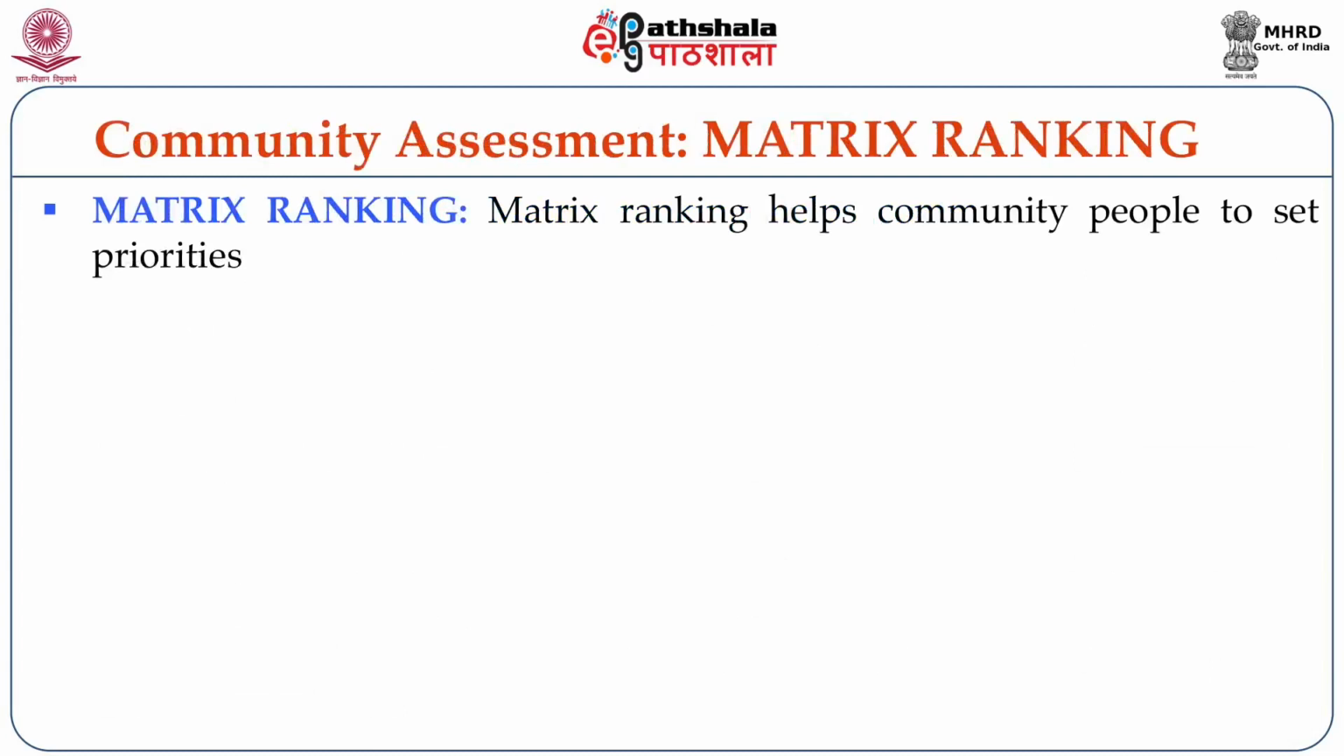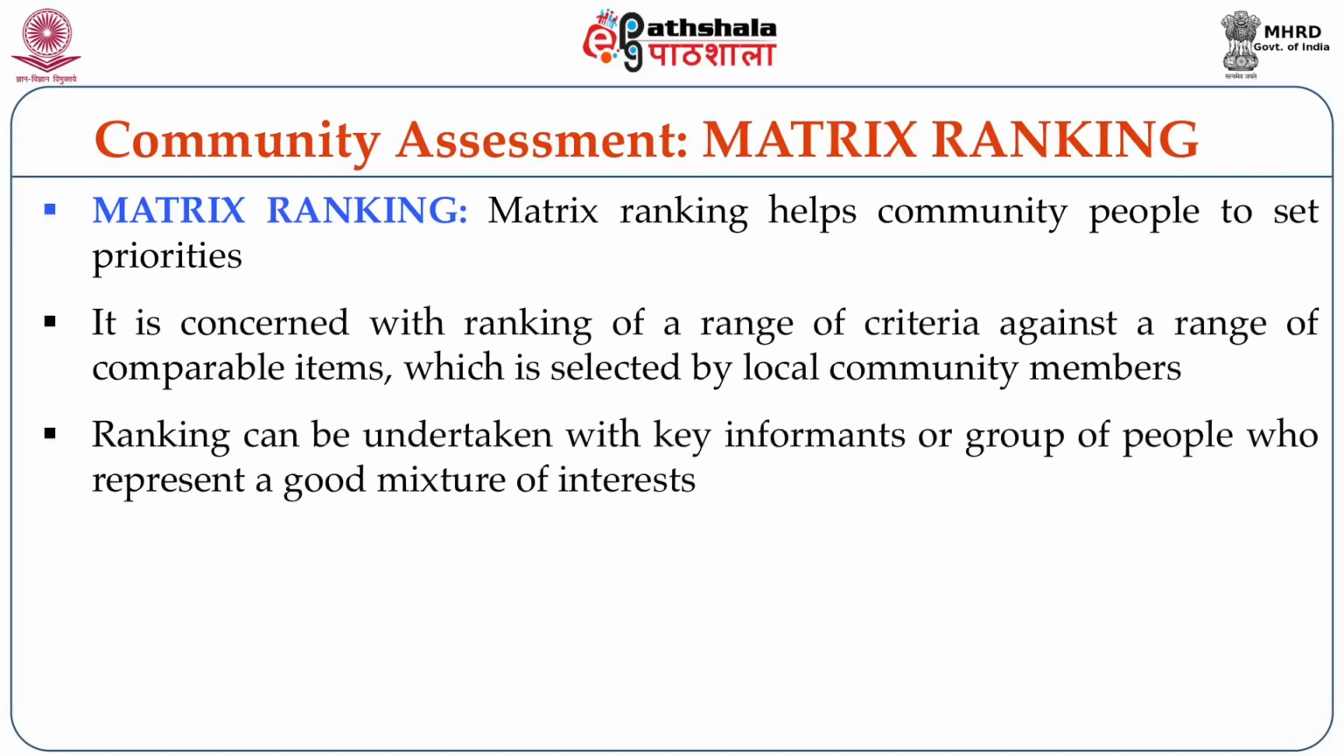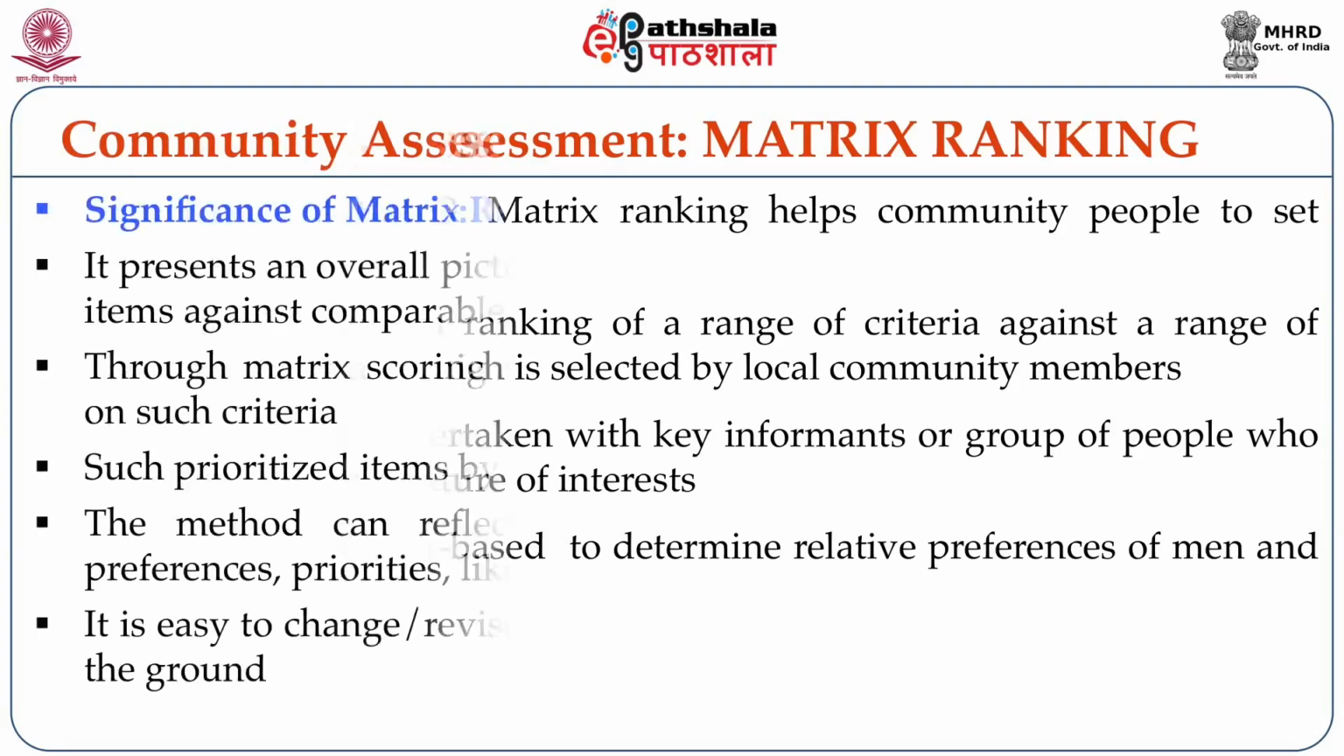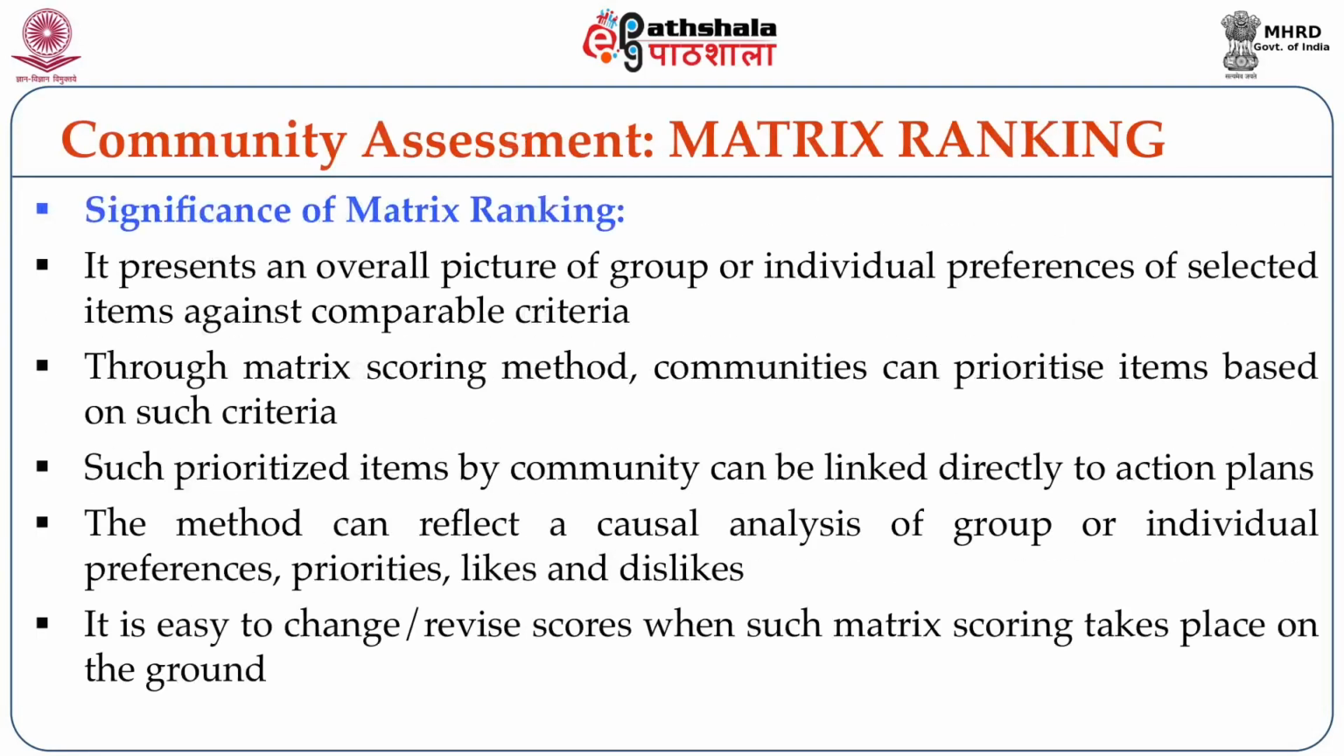One can also do matrix ranking. It is concerned with ranking a range of criteria against a range of comparable items, selected by local community members. It can be undertaken with key informants. It can be gender based to determine the relative preference of men and women. What is the significance? It presents an overall picture of group or individual preferences. Through the matrix scoring method, communities can prioritize items based on certain criteria. Such prioritized items can be linked directly to action plans.